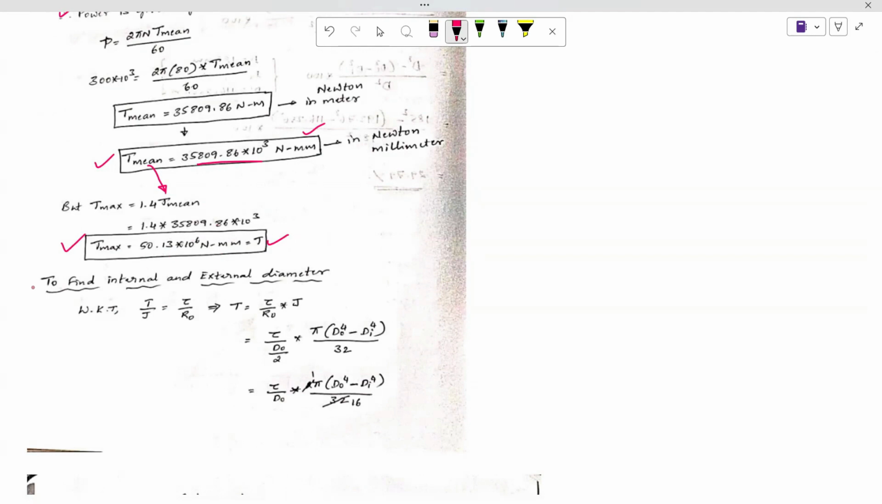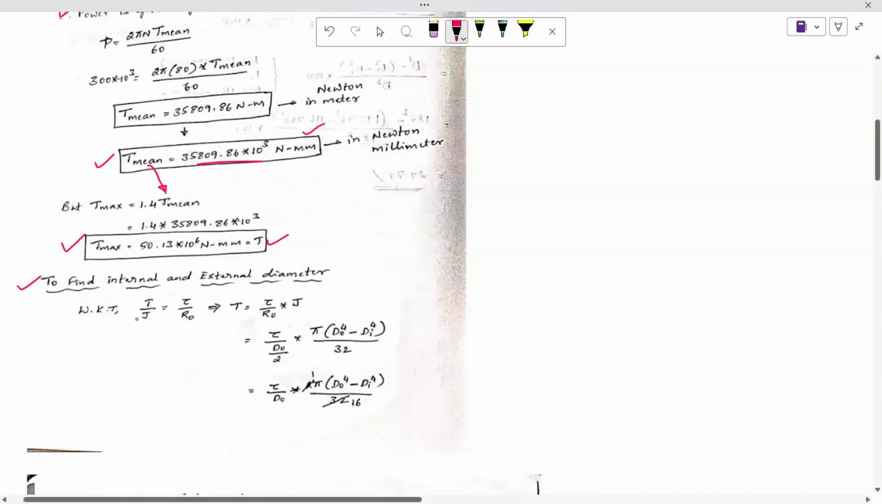Next, we will come to how to find the internal and external diameter. For that, we are going to use the torsional equation. What is the torsional equation? T by J is equal to tau by R is equal to G theta by L. That is the equation, but in that equation, we are going to use this one.